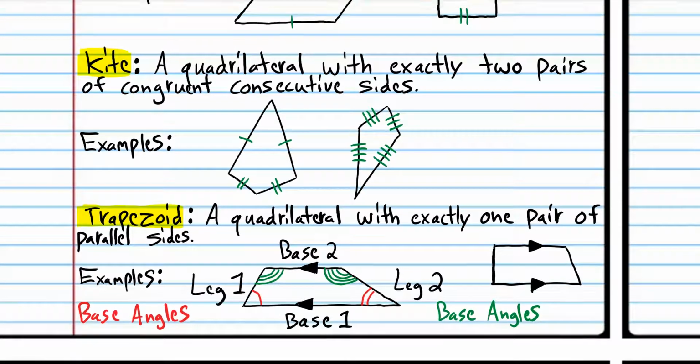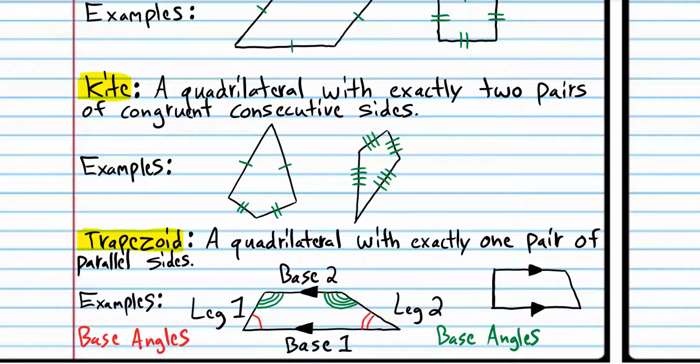We're also going to learn kites. That's what you would fly with a string, but the shape is also called a kite. And that's a quadrilateral with exactly two pairs of congruent consecutive sides. So you have consecutive, meaning they're next to each other, and they're congruent. So those are two congruent sides, and these are two congruent sides. But you can't have sides that are opposite that are congruent, because then it wouldn't be a kite.